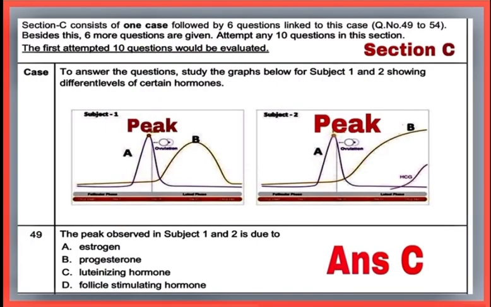Section C. It is case based. Questions 49 to 54 are based on the case given. See the case. Study the graphs below for subject 1 and 2 showing different levels of certain hormones. Now do question number 49. The peak observed in subject 1 and 2 is due to option C. The peak is due to luteinizing hormone.